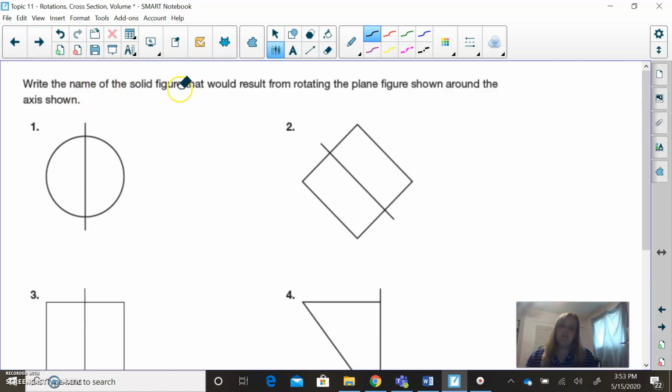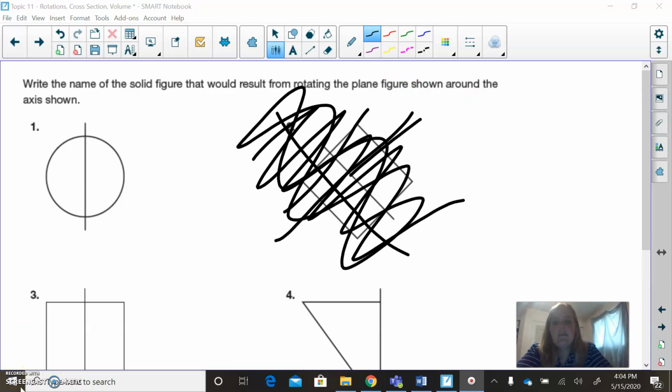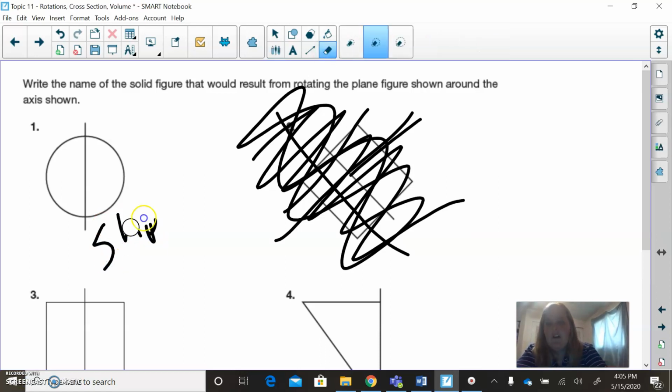Write the name of the solid image that would result from rotating the plane figure shown around the axis shown. Right. So write the name of the figure that would result from rotating the plane figure shown around the axis shown. So if we took a circle and we just kept rotating it and rotating it, it's going to end up being a sphere. If I can spell sphere today.